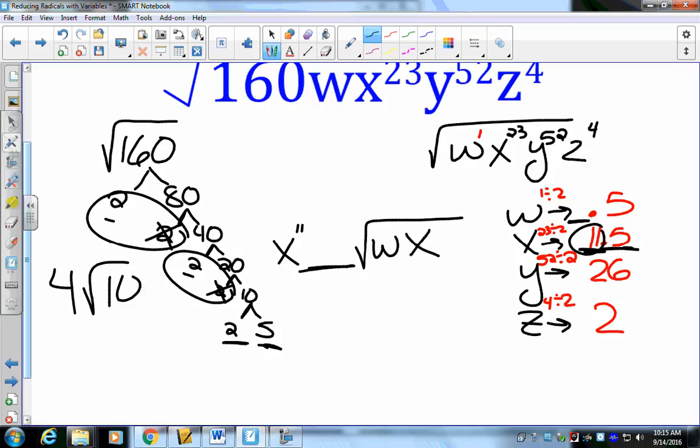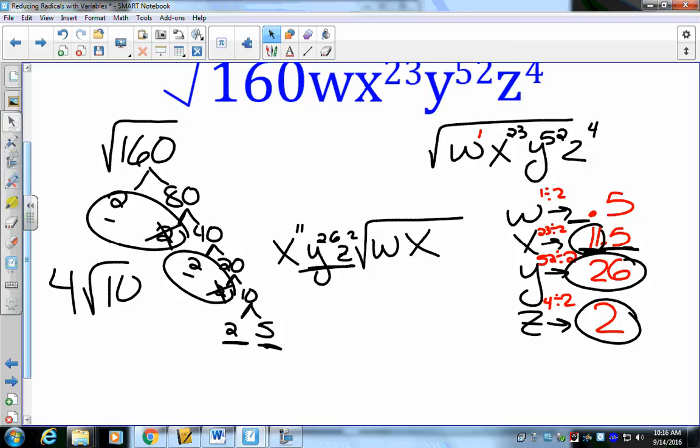All right, so for Y, I just have the whole number of 26. So Y to the 26th on the outside. No 0.5, so no Y's underneath. There is no remainder. And for Z, I have a whole number of 2. So Z squared on the outside, no Z's left underneath.